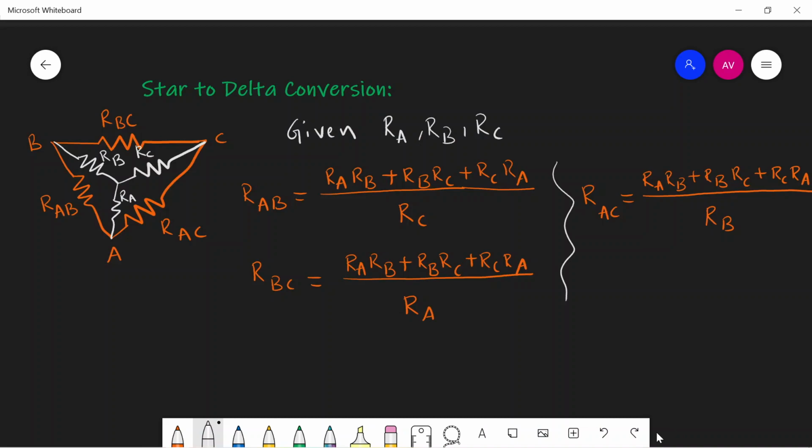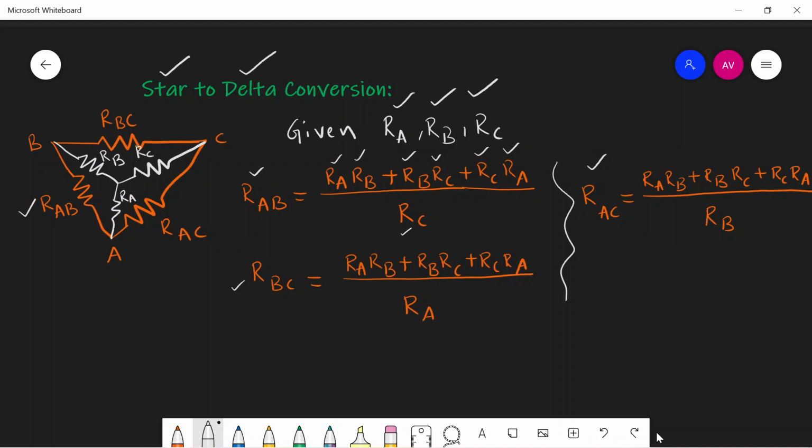Now star to delta conversion. Here star network is given to you and you have to convert it to delta. That is, given values will be Ra, Rb, and Rc. Using these given values, we should find Rab, Rbc, and Rac. And it is given by Rab equal to Ra into Rb plus Rb into Rc plus Rc into Ra divided by opposite resistance Rc. If you see the figure, here we have Rab.